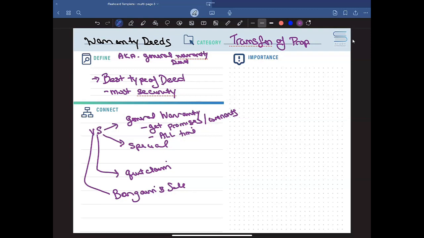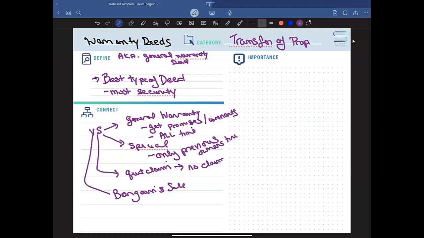I just had a light bulb. So the special is limited to the specific ownership of that person, the time they've owned the property. So it only covers the previous owner's time. And then we talked about a quitclaim, which is just no claim, no promises.